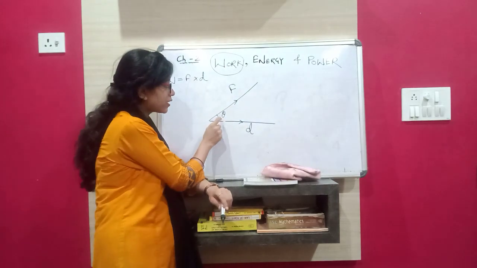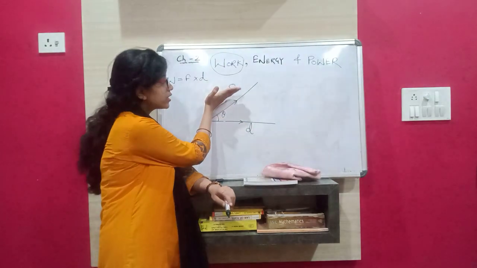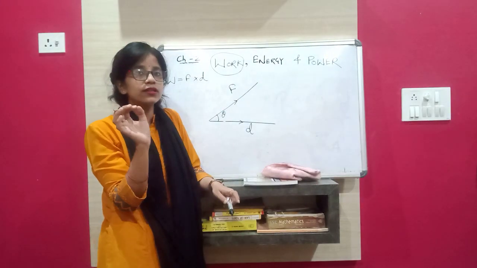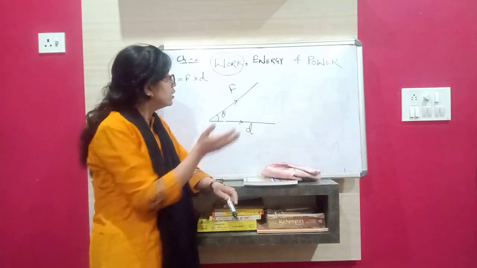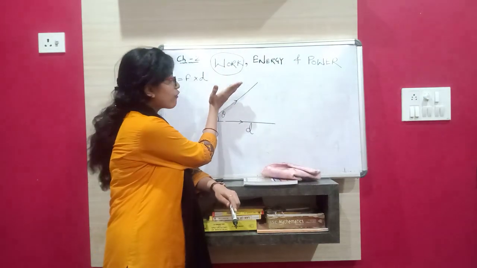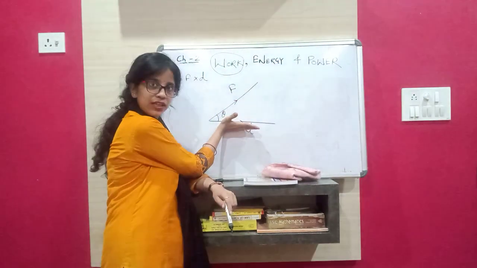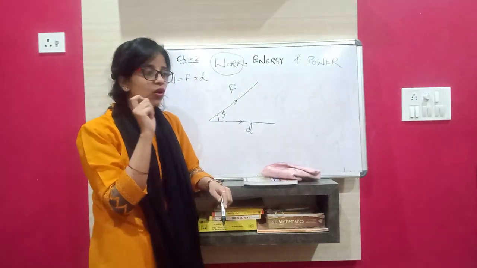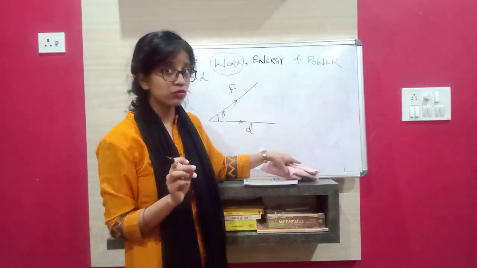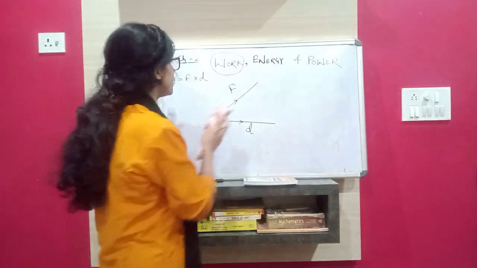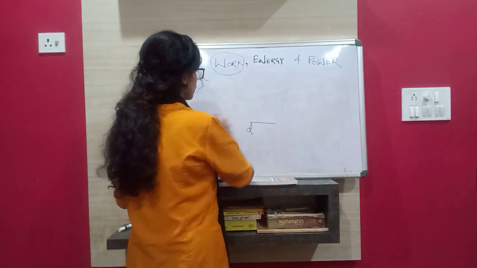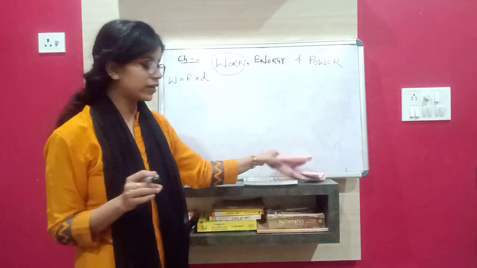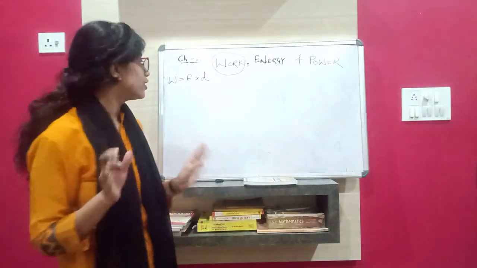What are we going to see? F and D are at an angle theta. We are going to take this F and find the component. These are terms which are going to be new for you all: we are taking the component of F in the direction of D, or D in the direction of F. I want to give you a very small example so that you will learn what the meaning of component is here. Those who are going to get it, that's good enough. If you are not getting it, no problem, you will understand.